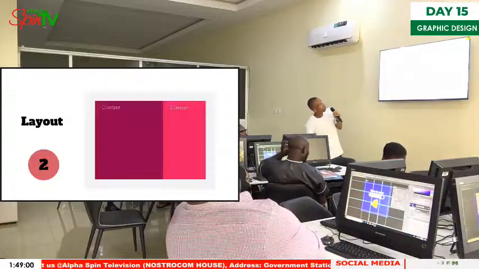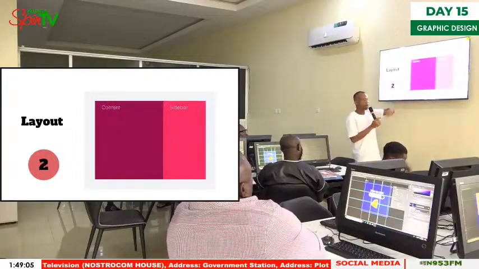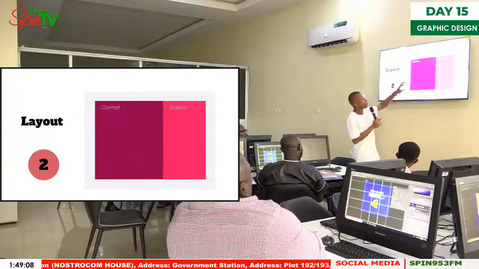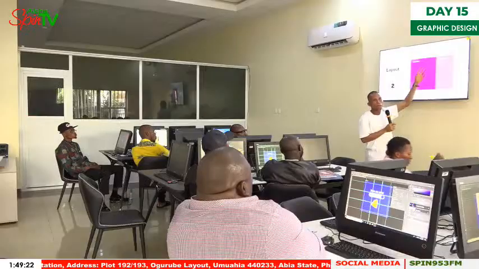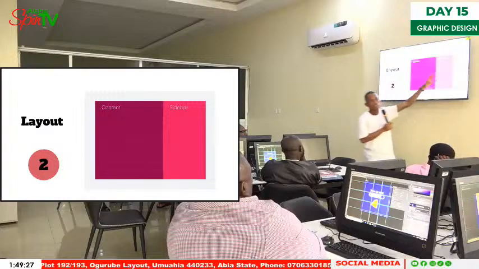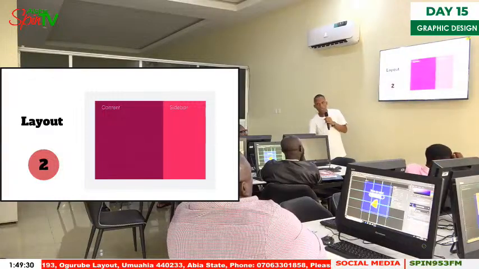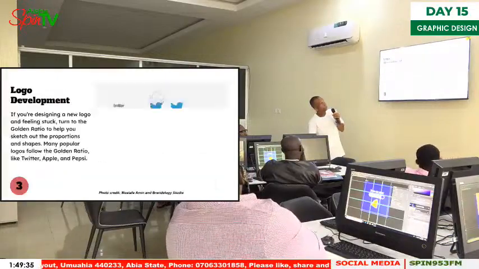So let me just go to the next one, layout and sidebar. We don't have time, we'll ask after. Say layout. If you want to create something like web design, you can use one as the content. Put the content here, then put the sidebar here, using the golden ratio. What you have here, you can multiply by 1.618. If you want to put it here, you have the extra space. Are we together?